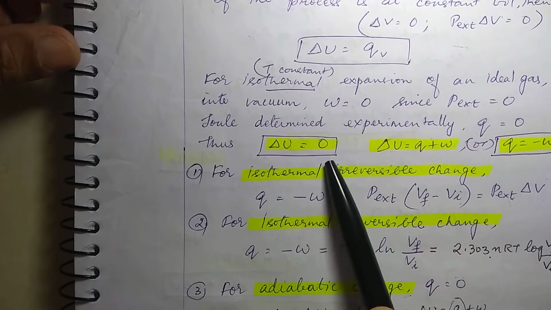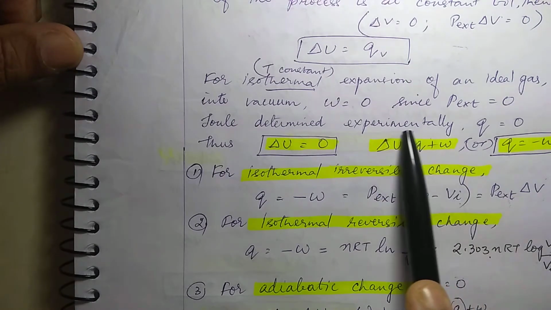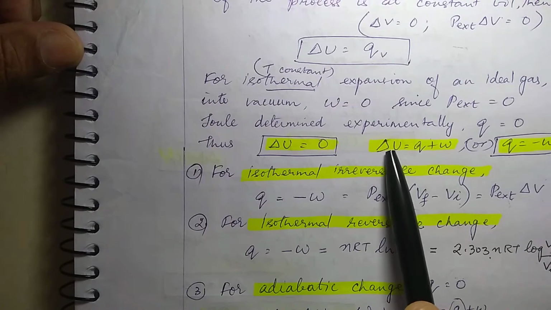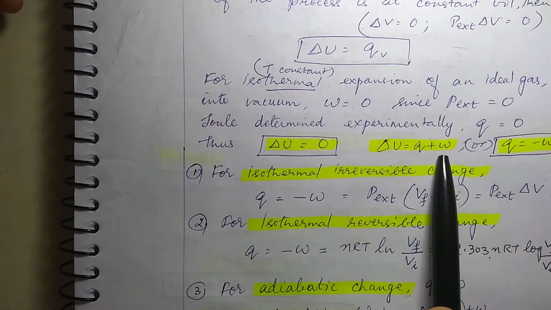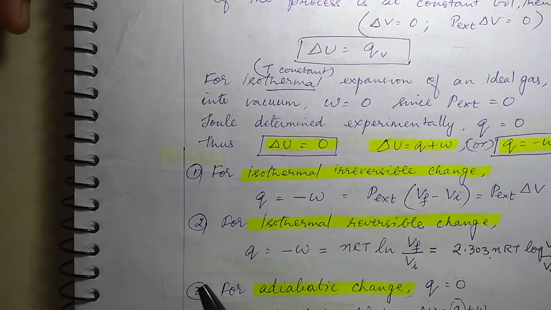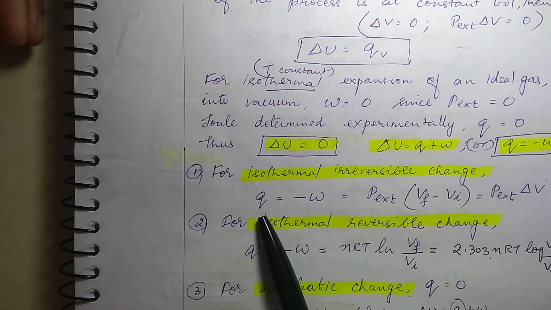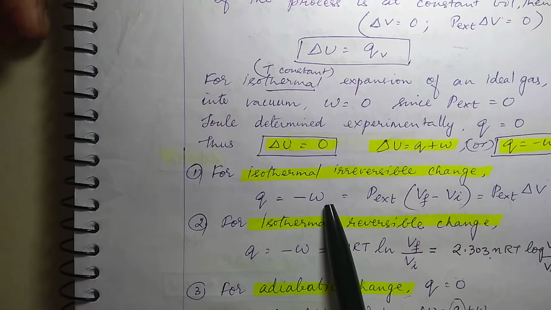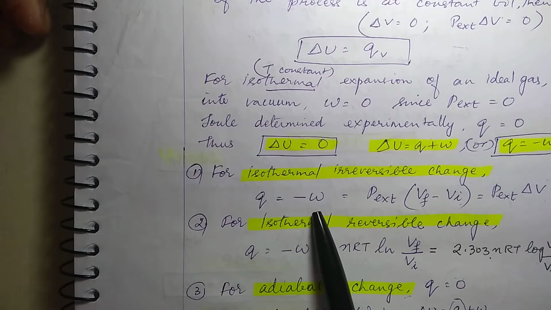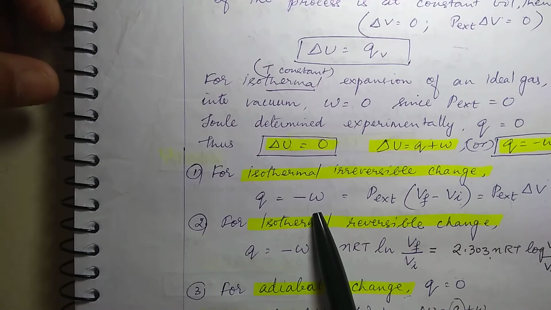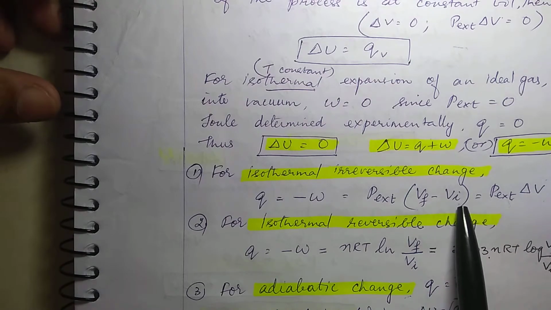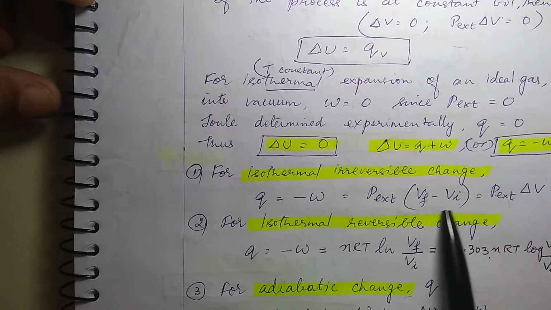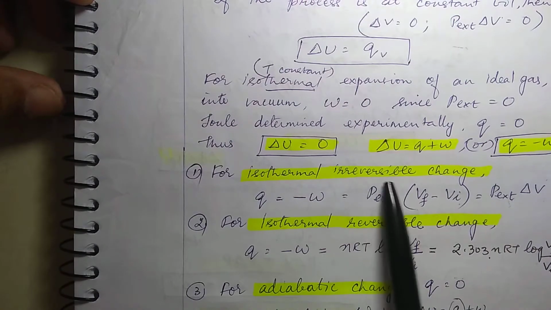Okay, if delta U is 0, then from this equation, Q will be equal to minus W. Okay, then for isothermal irreversible change, Q is equal to minus W. And what is minus W? It is P external delta V, that is, P external into V final minus V initial. So this is the expression for an irreversible change.